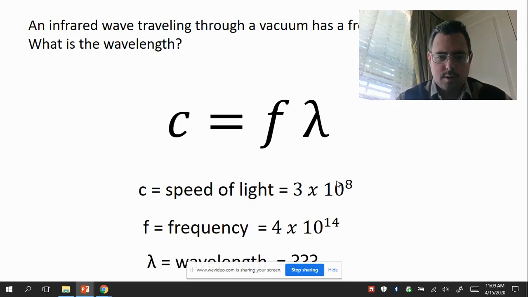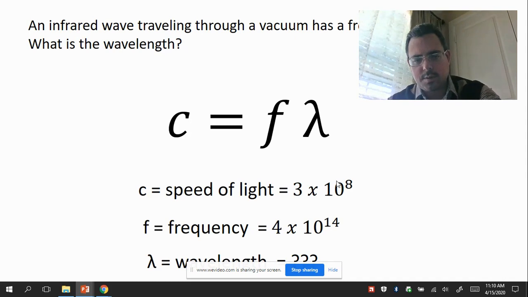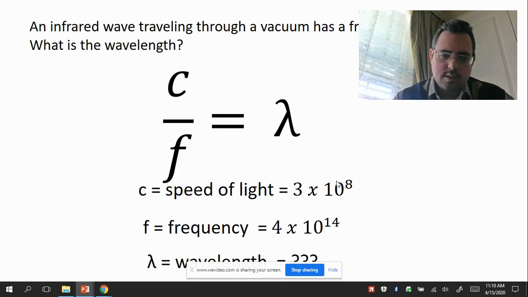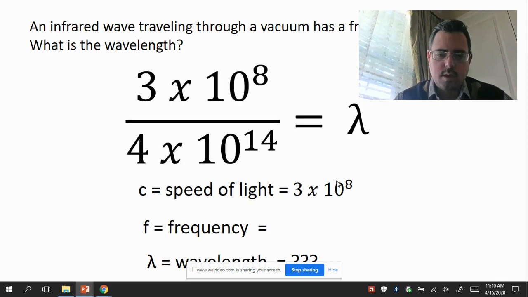Before we do that, we want to change the equation so the wavelength is on one side of the equal sign and everything else is on the other. We do that by dividing both sides by the frequency. When we divide the right side by the frequency, the f will be on top and bottom, and it'll cancel out, and it will look like this. That's the equation. Now we just have to put the numbers into that equation and find the wavelength.